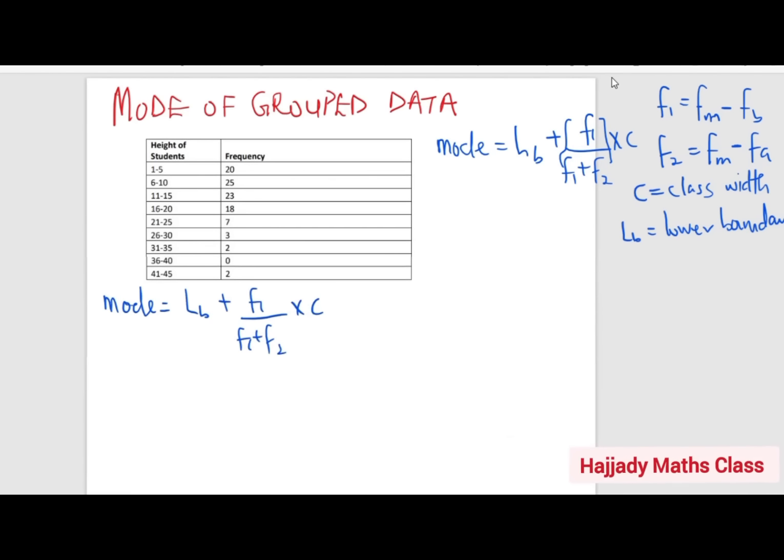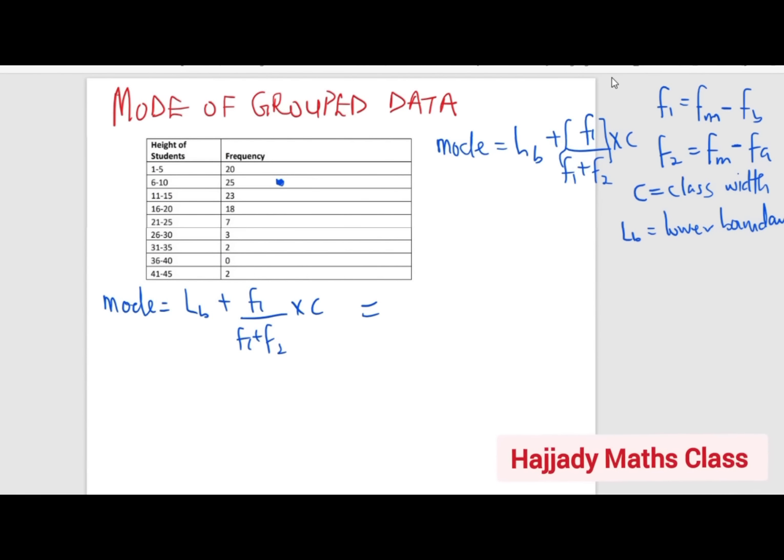With this, the first thing we are going to look at is to determine our modal class. Our modal class is where you see the highest frequency, and the highest frequency is 25. So this is our modal class, that is 6 to 10 and 25. To determine our lower boundary, we know that our lower limit here is 6. So you are going to subtract 0.5 from this lower limit 6, so our lower boundary is going to give us 5.5.